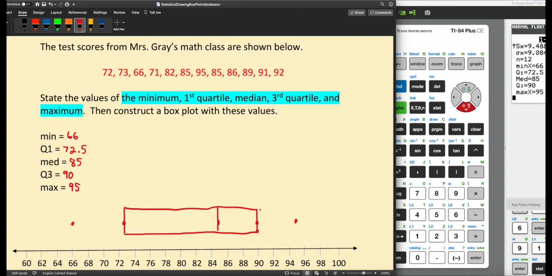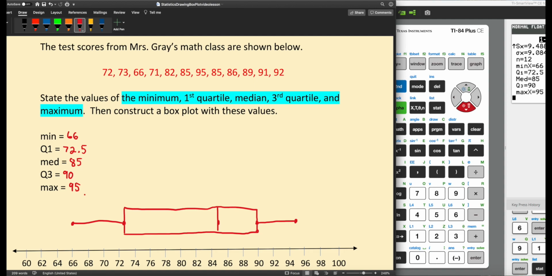Now all you have to do is connect your endpoints or your whiskers. So you go like this. There's that one. And then you go like that. And there's that one. Now guys, notice this isn't perfect. It doesn't have to be. You will have a ruler when you do it on the Regents, but even if it looks like this, it'll be okay. And that is drawing your box plot.